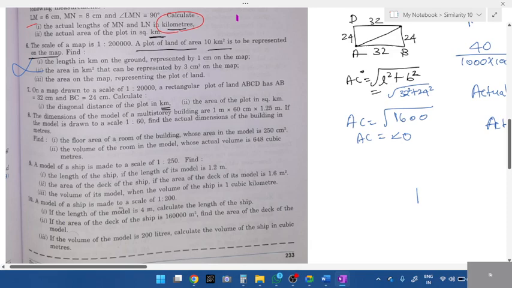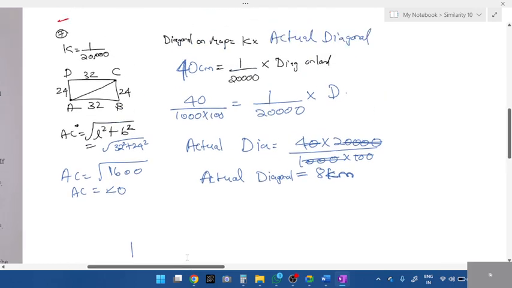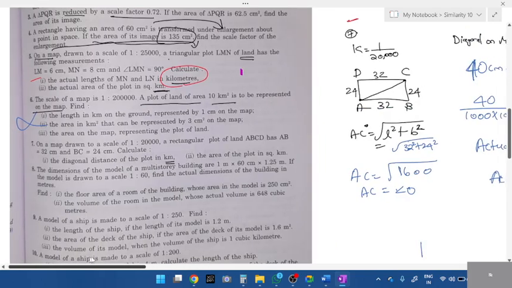A model of a ship is made. If the length of the model is 4, calculate the length of the ship. Area of the deck is 1000. Find the area of the model. The volume. Okay, we'll solve one volume question. So far we have done side and diagonal area questions. Next we'll solve volume. All of you completed this actual diagonal.